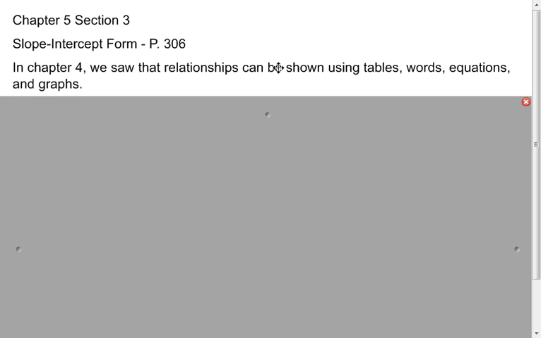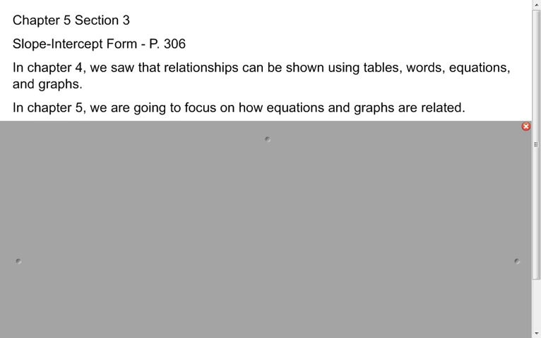In Chapter 4, we saw that relationships can be shown using tables, words, equations, and graphs. That was one of the main ideas in Chapter 4. In Chapter 5, we're going to focus on how equations and graphs are related. That's what we're going to do most of all.